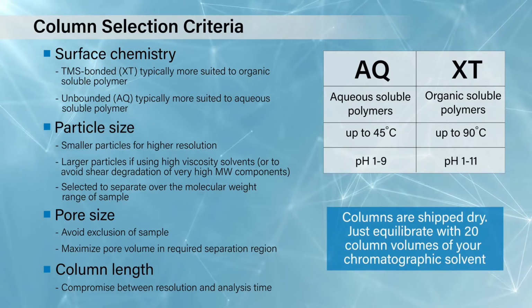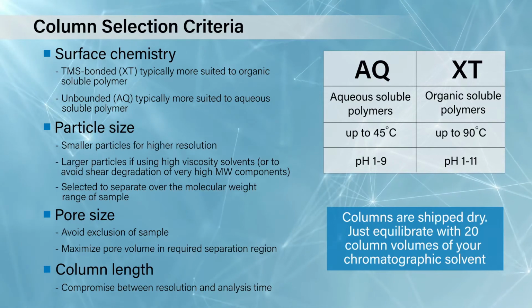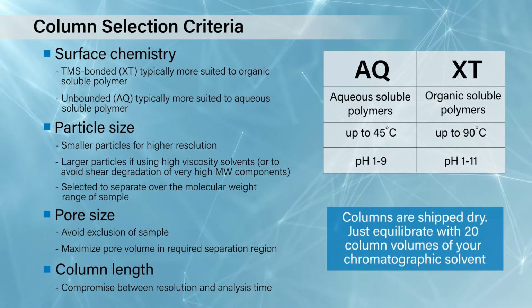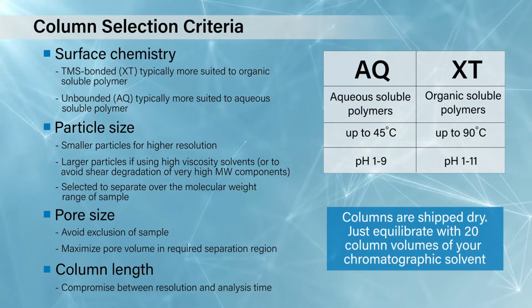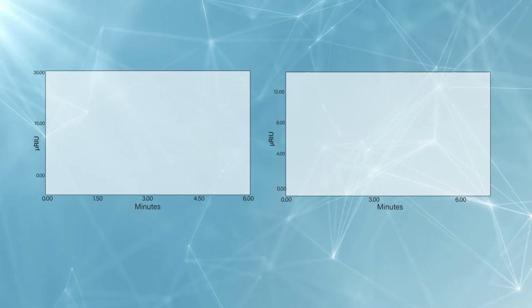So the columns themselves are actually shipped dry. This is for those of you that used to polymeric beds. If you let them go dry, then you know you've destroyed your column bed. But the APC particles are so robust, we actually ship them dry, and then you just flush them into any solvent that you require for your analysis.